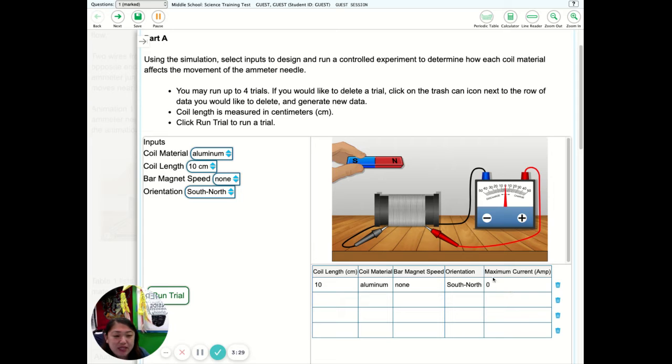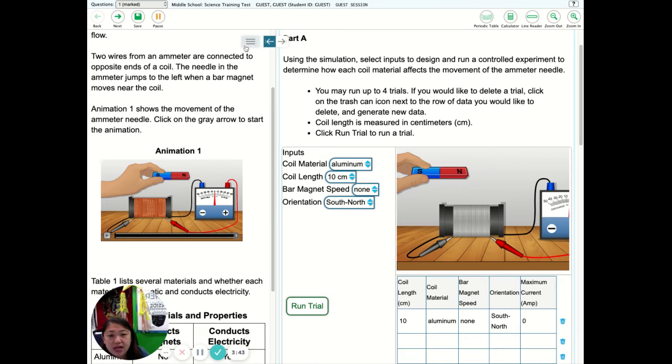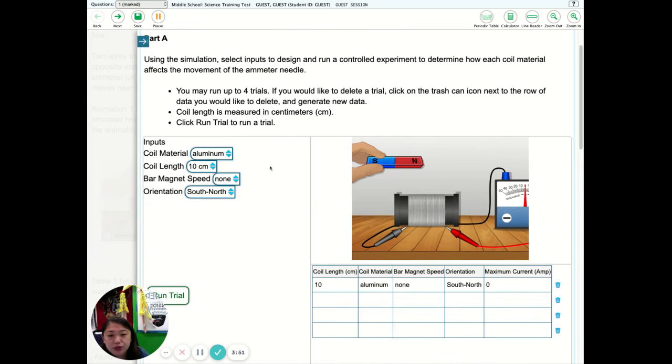Absolutely nothing happened. There was no maximum current and nothing happened in the simulation. That means that we didn't get any kind of current going whatsoever. So we know from the other side over here that when we run this animation, the current only appears when the bar magnet is moving. So we do need to move that during our experiment to actually test out the materials.